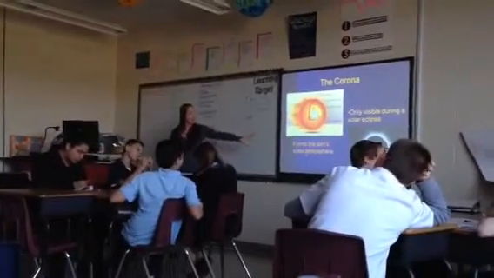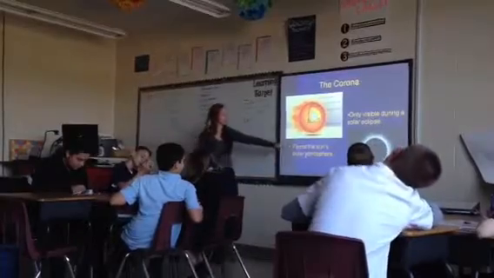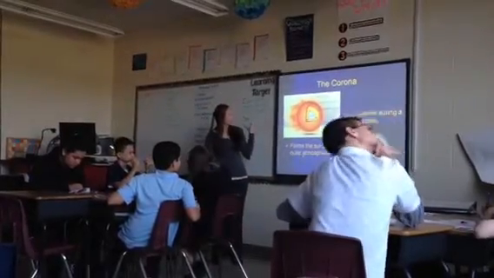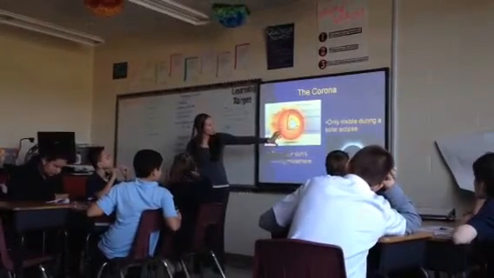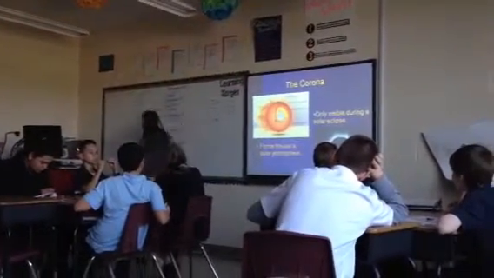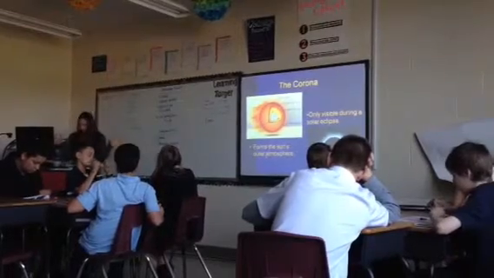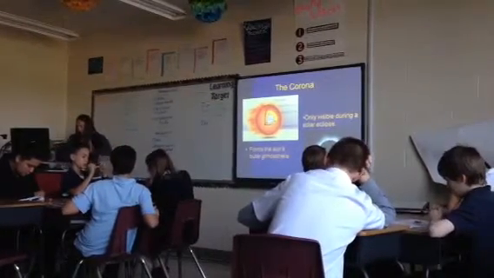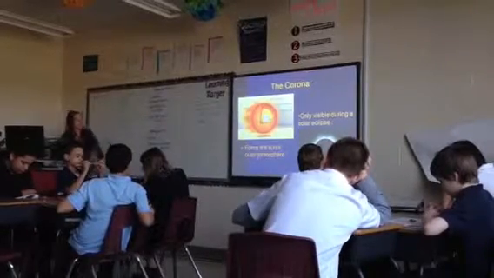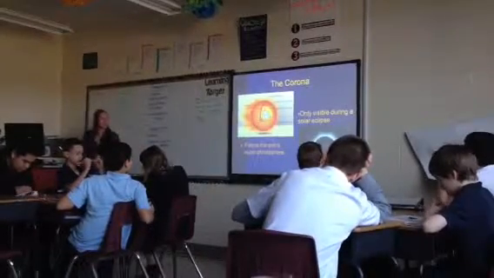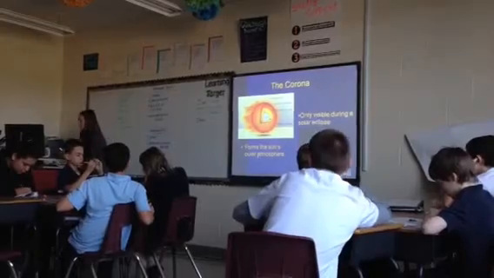We just can't always see it unless there's a solar eclipse, because the moon covers the sun, and the corona is very faint. So that's what it is. So we're able to actually see the corona at that point.